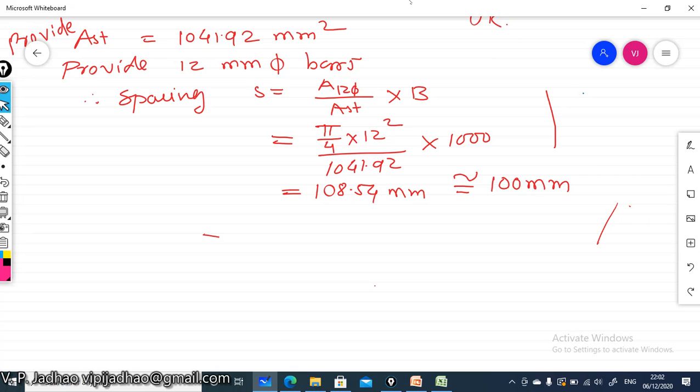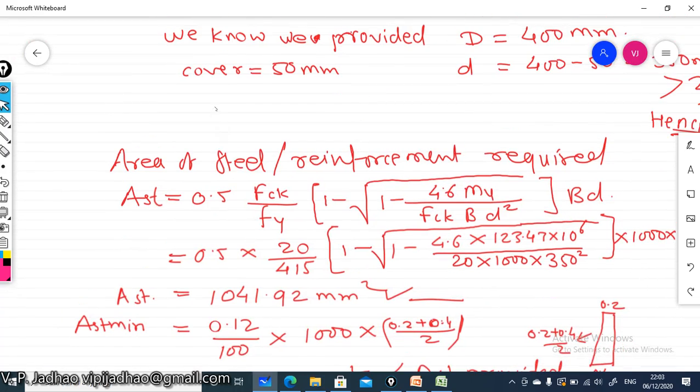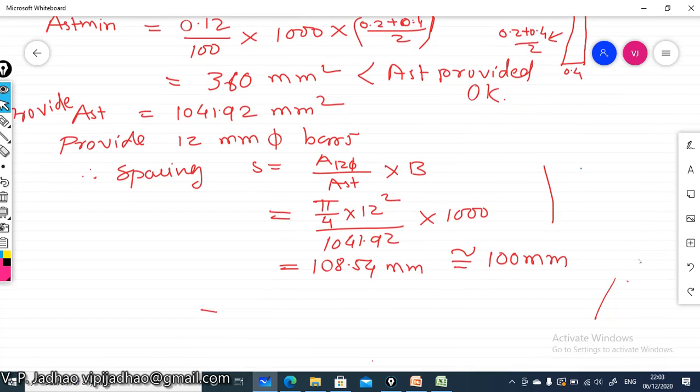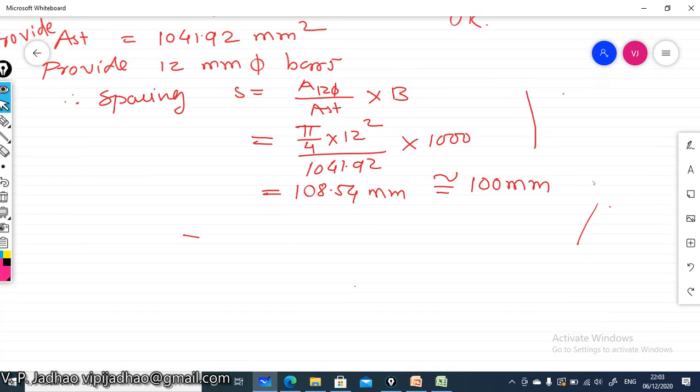So okay, we were solving the problem on design of cantilever retaining walls, and we have solved up to this step, that is design or calculation of area of steel reinforcement for your stem. Okay, and we'll continue from this step. We have got the spacing of steel reinforcement for your stem as 100 mm center to center.